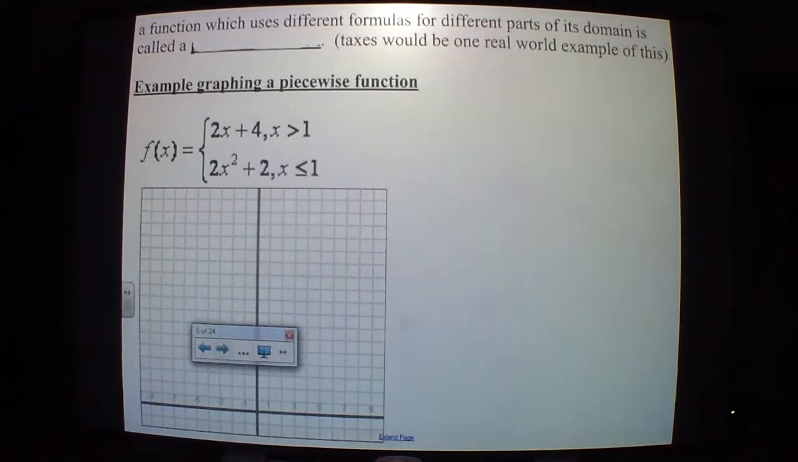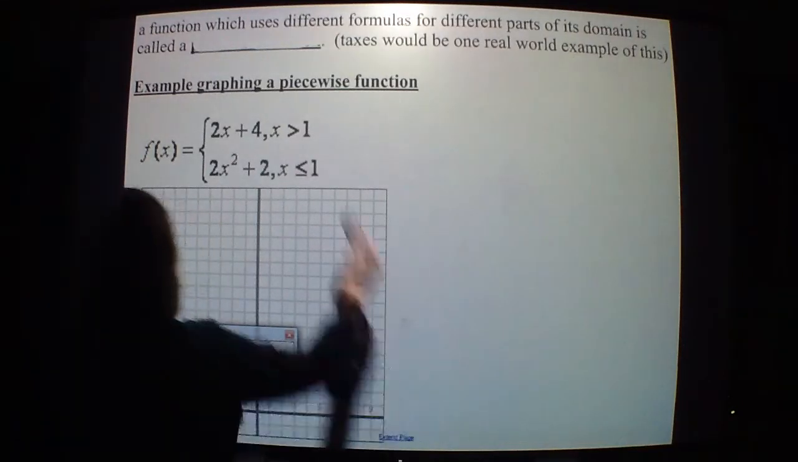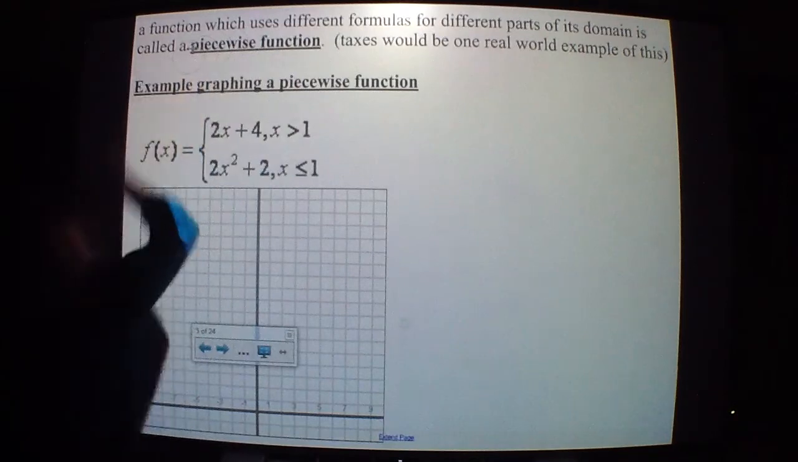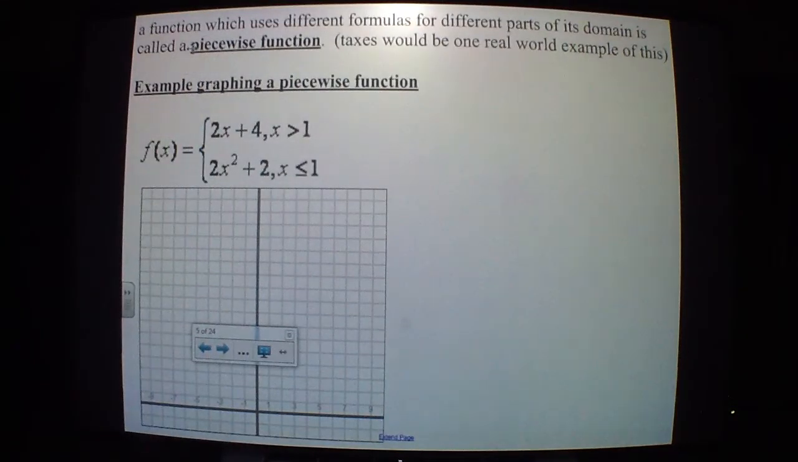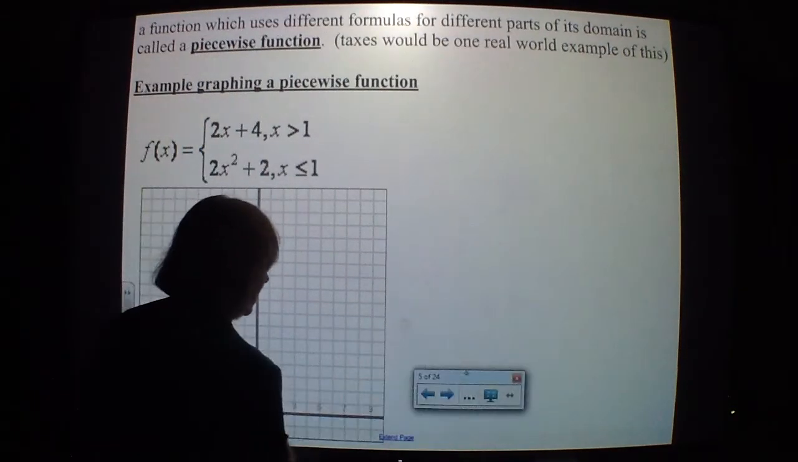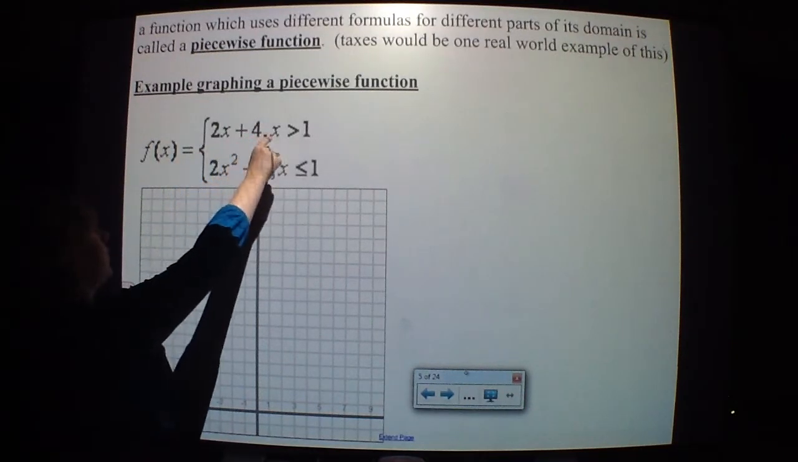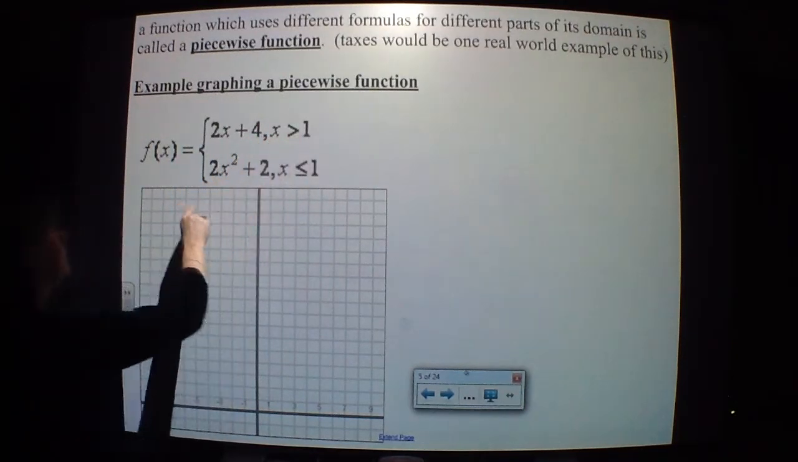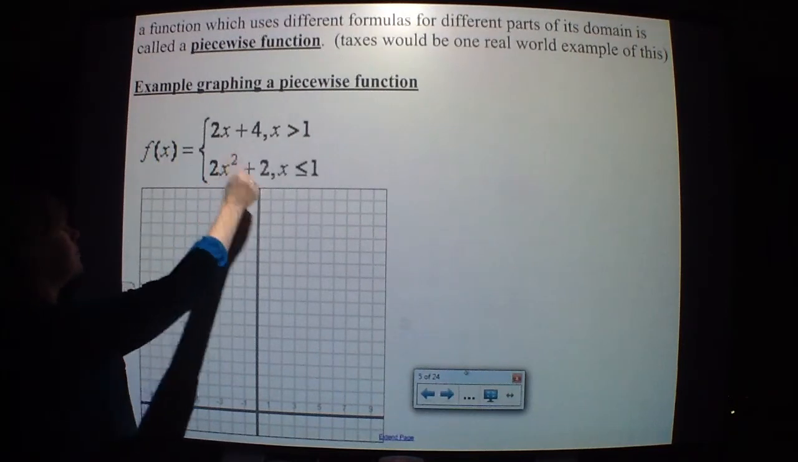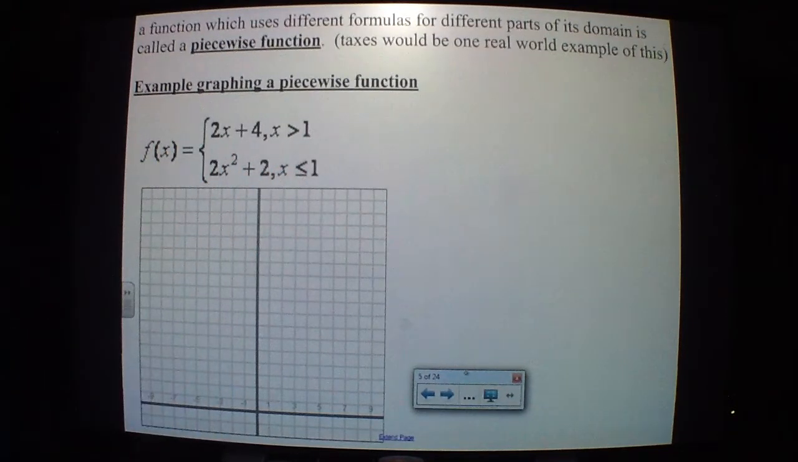A function which uses different formulas for different parts of its domain is called a piecewise function. Taxes are an example of a piecewise function because there are different percentage rates that you pay when you get to different levels of income. So let's graph this piecewise function. f of x is equal to 2x plus 4 if x is greater than 1. f of x is equal to 2x squared plus 2 if x is less than or equal to 1.